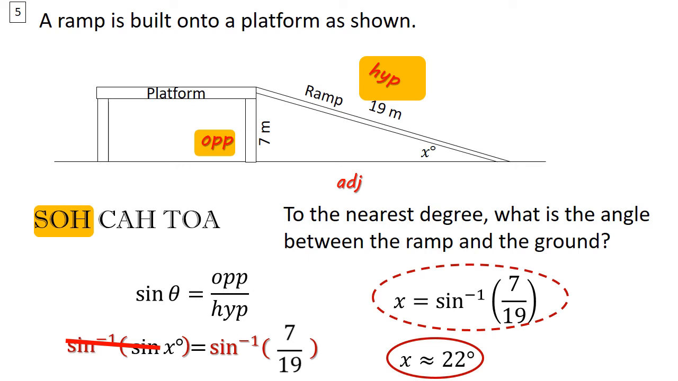Again, if it asks for an exact answer, though, it doesn't. It says to the nearest degree. But that's inverse sine of 7/19, that's your exact answer or your symbolic answer. And a lot of the times on multiple choice problems, the ACT likes to do that too. They'll use that symbolic answer.